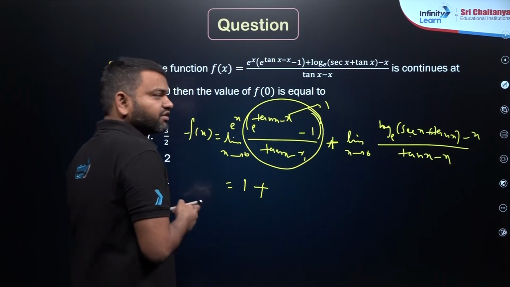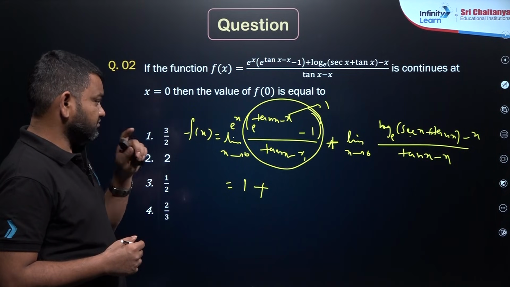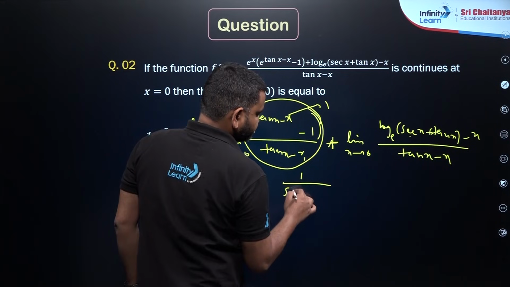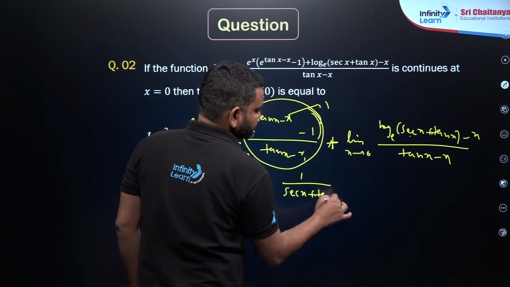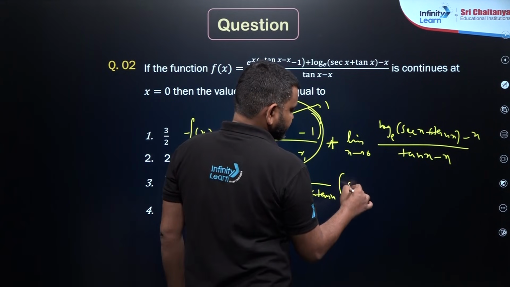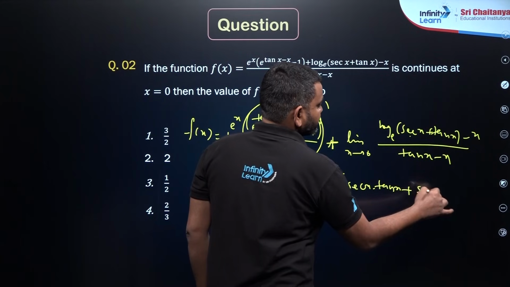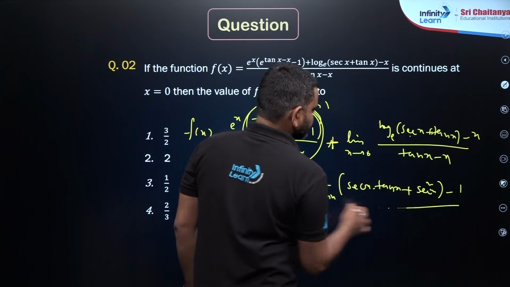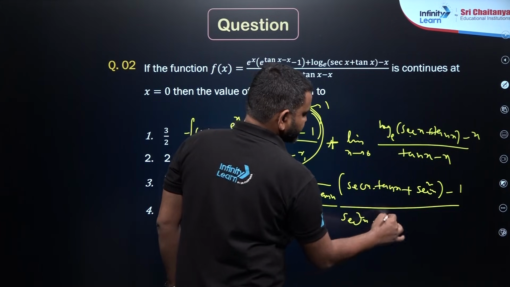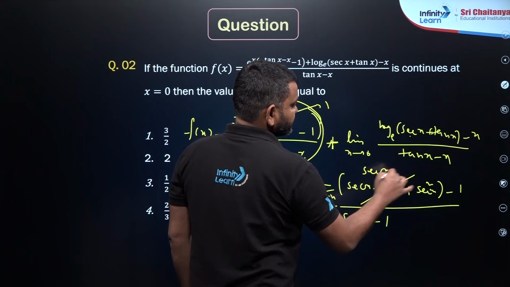So what we are going to do here is differentiate, using L'Hopital's rule, so that we are going to get here 1 by (secant x plus tan x) into the differentiation of this. Secant x differentiates to secant x into tan x, plus secant square x, minus 1, divided by the differentiation of the denominator, which is secant square x minus 1. Now children, if you cancel this one, you are going to be left with secant x.